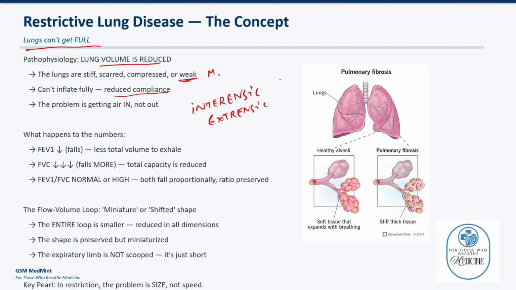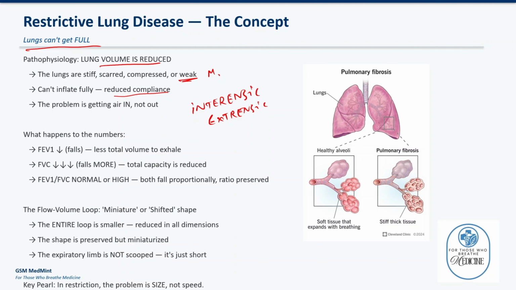The lung is fine in extrinsic, but something outside is compressing it or preventing the expansion. For example, chest wall deformity like kyphoscoliosis, obesity compressing the abdomen or the chest wall, a large pleural effusion, or neuromuscular disease like ALS or myasthenia gravis. The muscles can't generate enough negative pressure to inflate the lung.